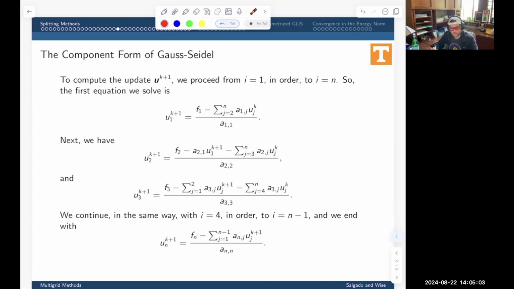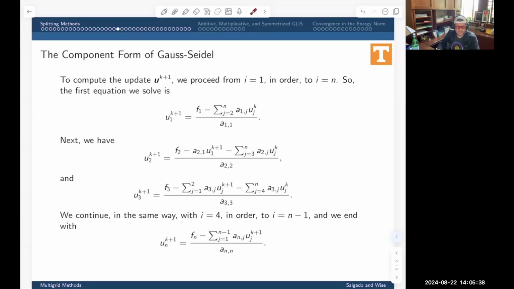Now let's move on to I equals 2. Remember, we already know U1, so we immediately use that in the update. This is where we differ from the Jacobi method, because the Jacobi method would have this still be K. That's why they say the Jacobi method does not use new information in the update, whereas Gauss-Seidel uses new information. So we immediately use the one we found, it goes in there, and we compute U2, the update.